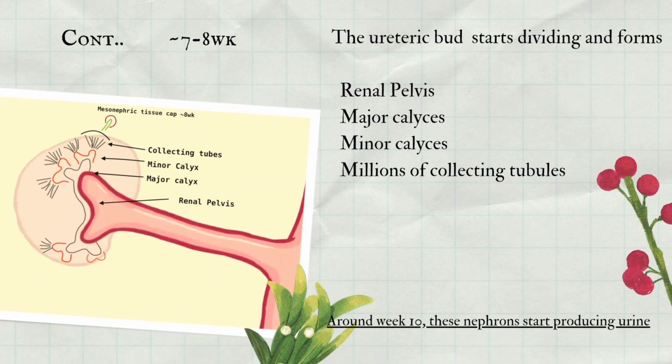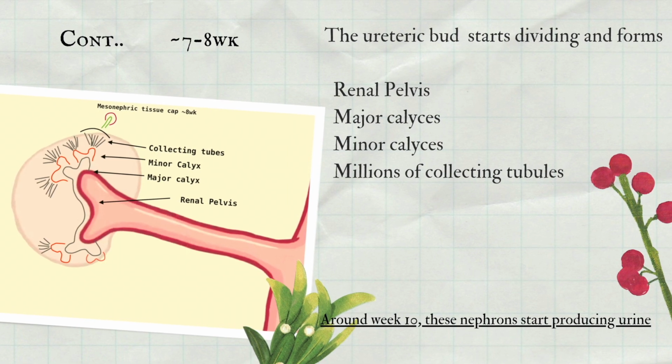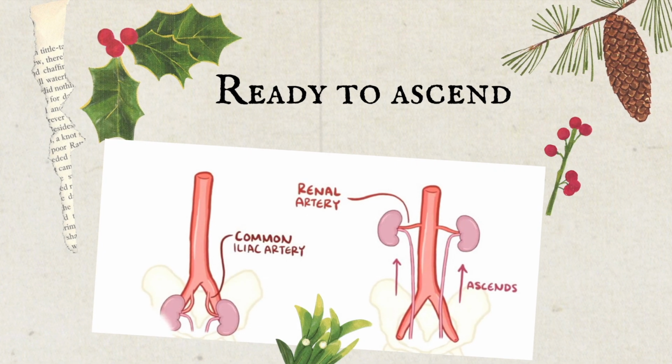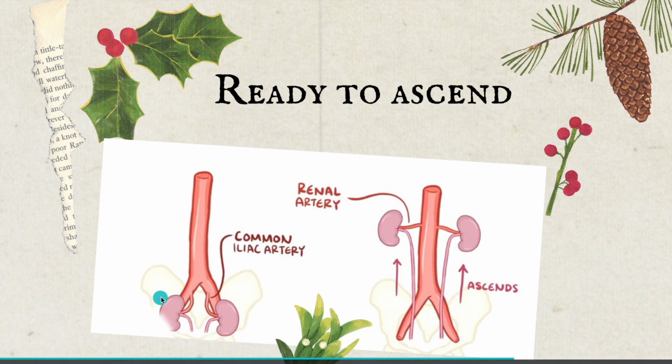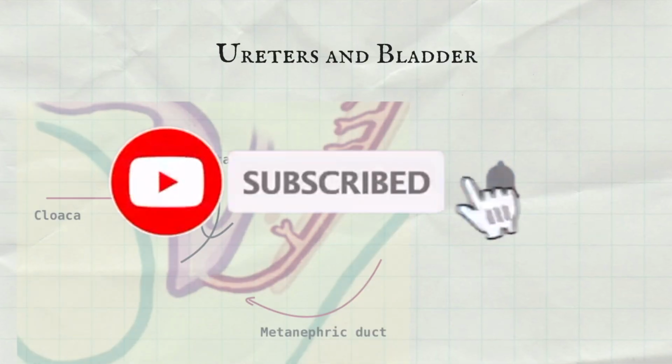So around 10th week, these nephrons start producing urine, and they are ready to take over as a fully functional kidney. And then lastly, the most important part is the ascent. So far, both kidneys are supplied by common iliac arteries, and when they start ascending, these arteries regress in size, and kidneys start taking their blood supply through renal arteries, which are coming from aorta.